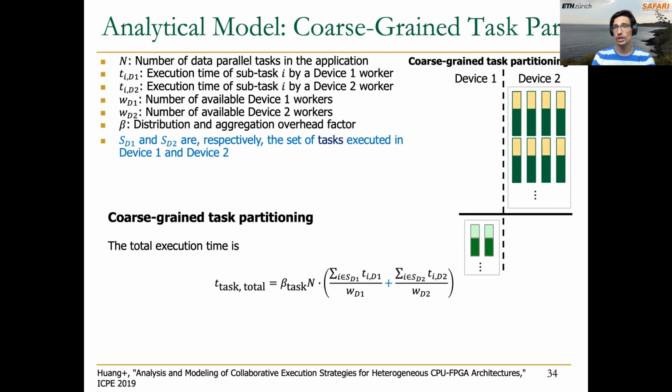And in the case of coarse-grained task partitioning, remember that here we don't distribute subtasks, but entire tasks. So in this case, the total execution time relates to the sum of the total work performed by device 1 or device 2. So that's why we have here the total latency of the tasks executed in device 1, device 2, and both are divided by the number of workers in device 1 and device 2. Then we add them, and we can obtain a reference, or at least an estimate of the total execution time.